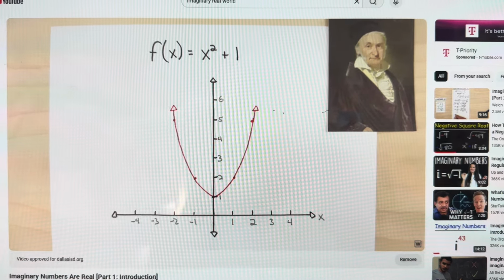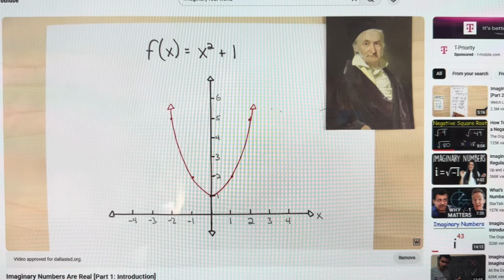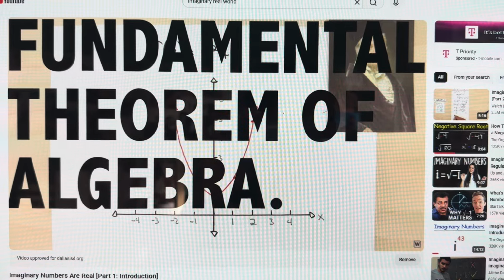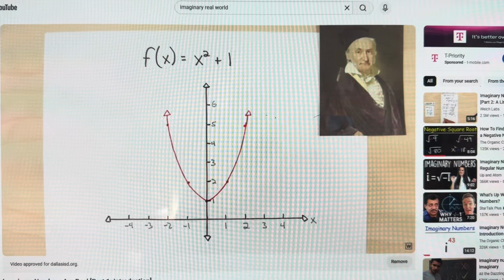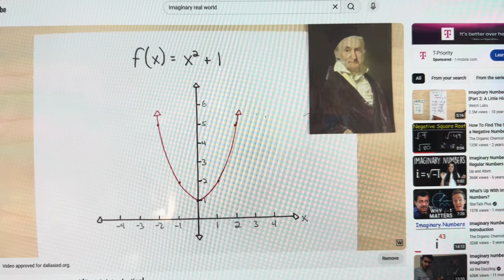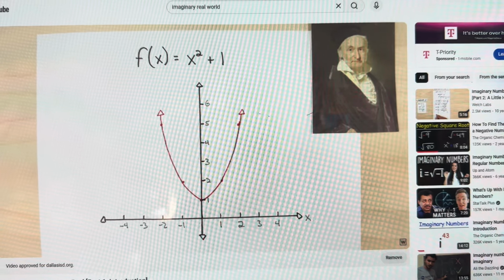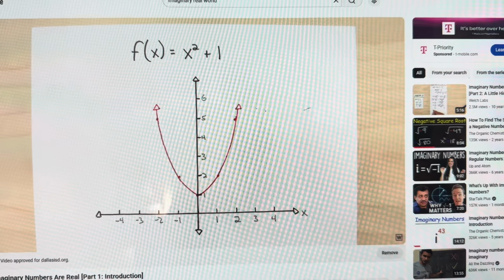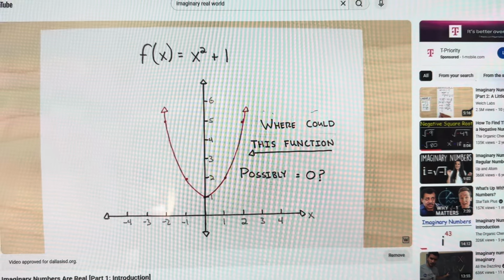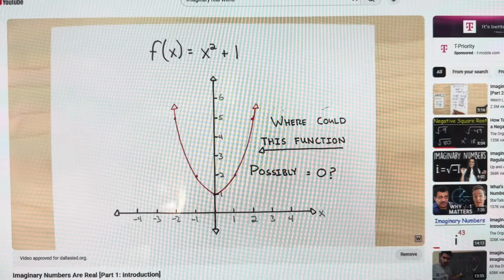And Gauss's discovery is not just some random rule. Today we call it the fundamental theorem of algebra. So our plot seems to disagree with something so important, it's called the fundamental theorem of algebra, which might be a problem. What Gauss is telling us here is that there are 2 perfectly good values of x that we could plug into our function and get 0 out. Where could these 2 missing roots be?